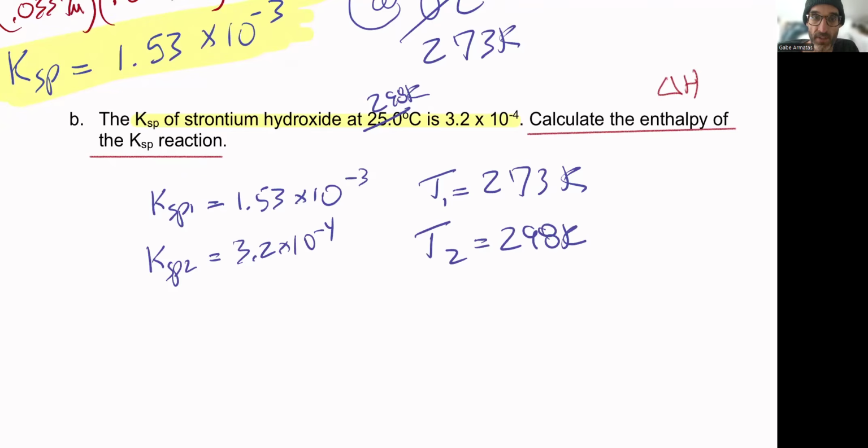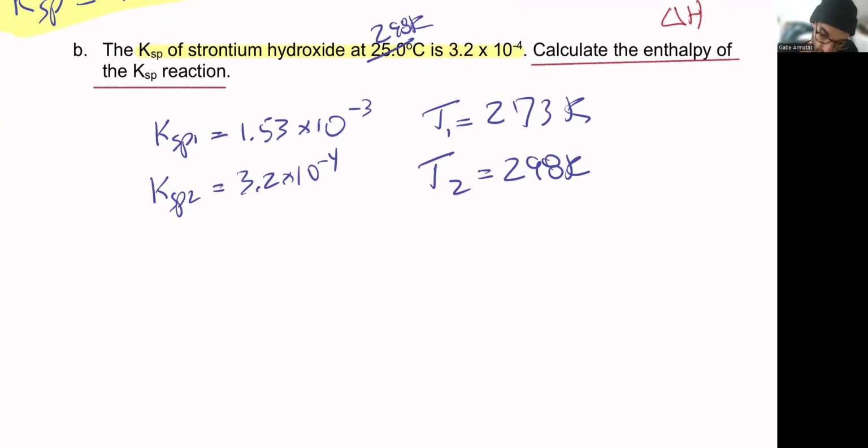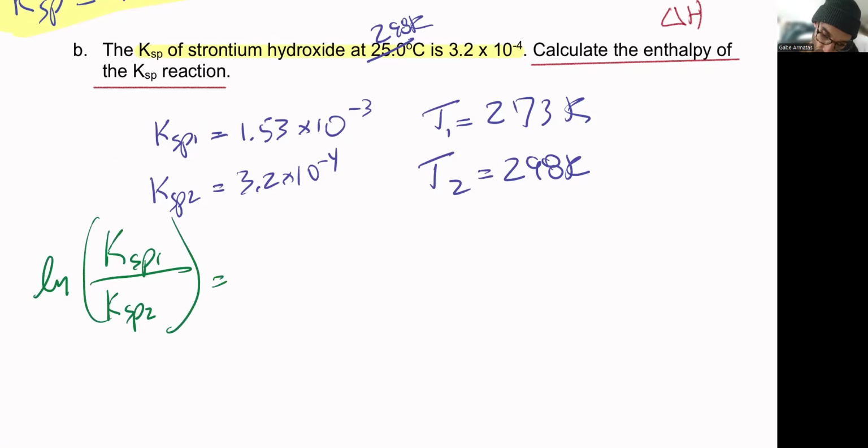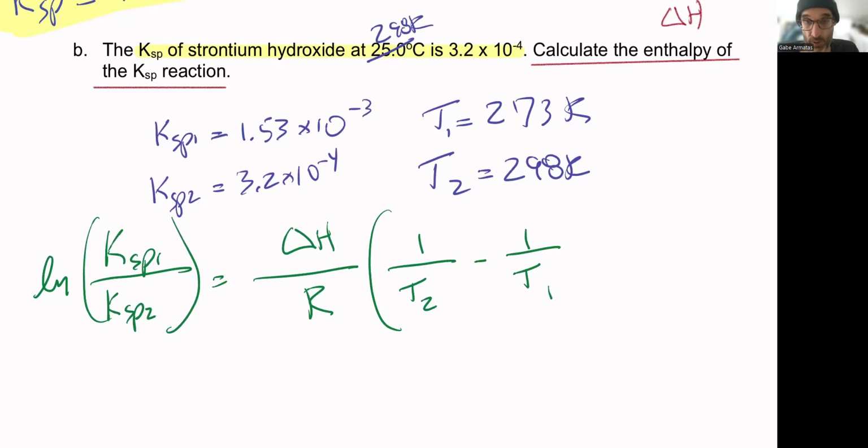Okay, so we have all of the information that we need, and now we need an equation to solve the problem. So the natural log of Ksp1 over Ksp2 is equal to delta H over R times 1 over T2. We always put the second temperature first, minus 1 over T1. It doesn't really matter the order. You should always end up with the same values. And now we're going to plug things in.